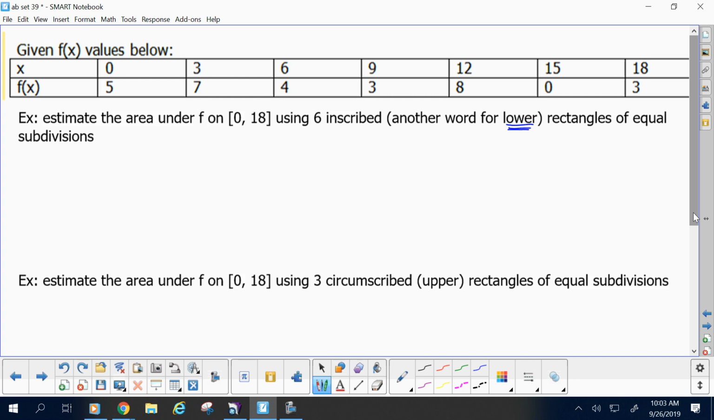And if it's in the case of lower, then write yourself a note. In each subdivision, use the lowest y value for your height. Right? So if I am using 6 inscribed rectangles, then what's delta X?